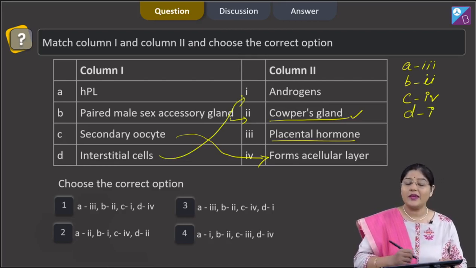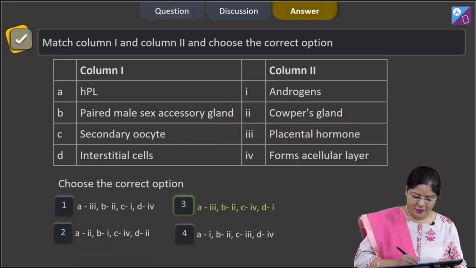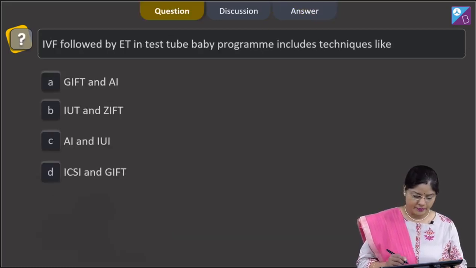Let us see, this combination is given in which option? A with 3, B with 2, C with 4, D with 1. This is given in option number 3. So, the correct answer to this question is option 3. Moving to the next question.